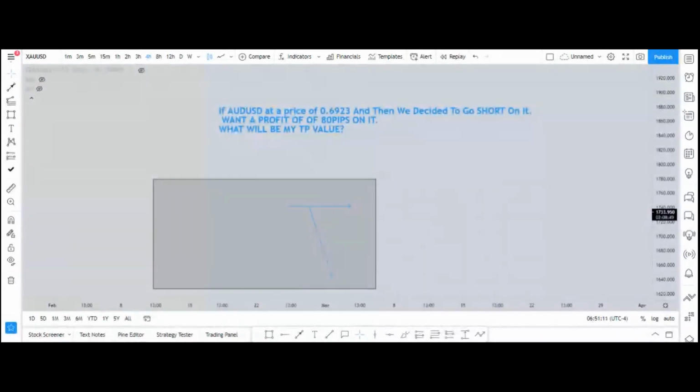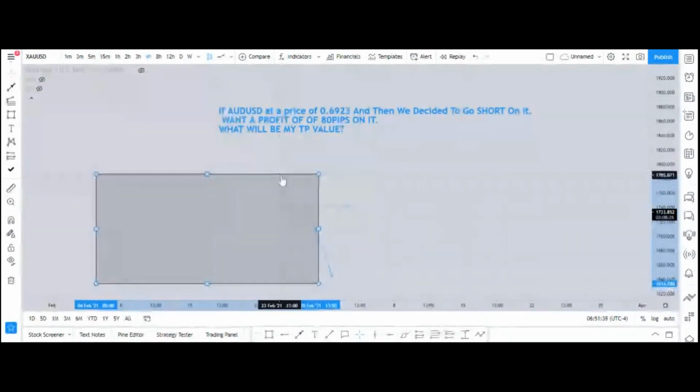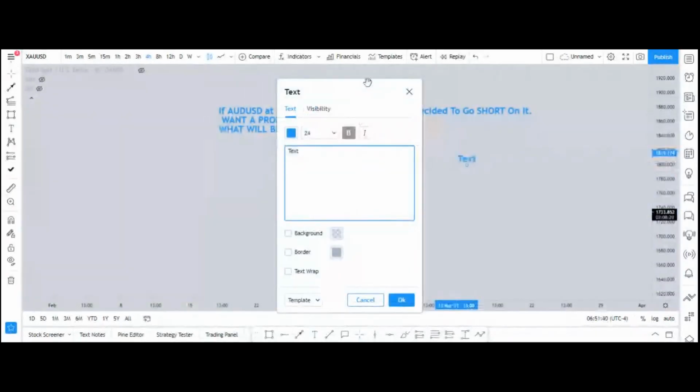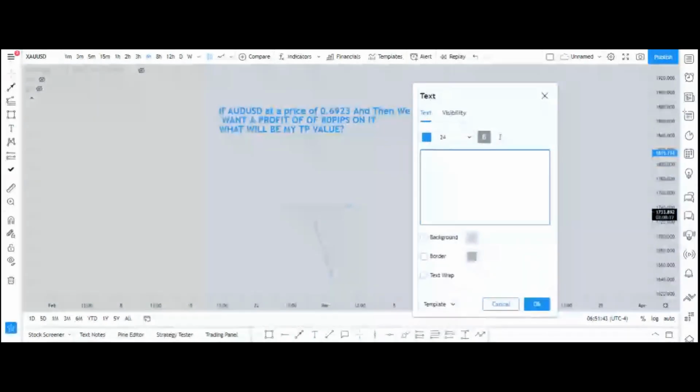Exactly, Andrew. Lower prices. So what do I need to do? I need to subtract 80 pips from 0.6923 to get my take profit value. I need to subtract the number of pips I want from the current market price. Very simple. All I need to do is the math, and it goes this way: 0.6923 minus, what do I tell you?